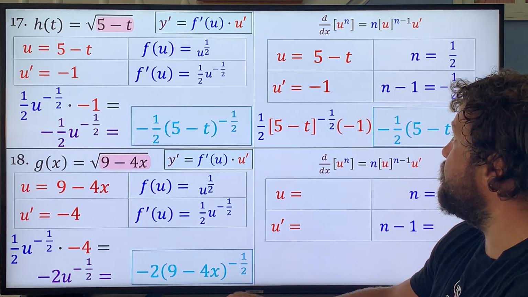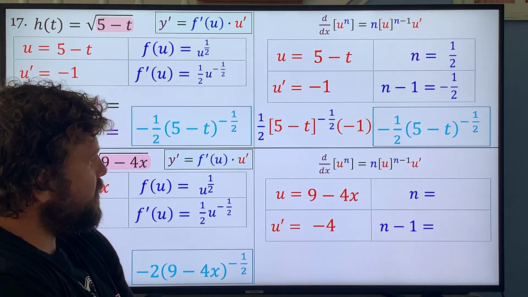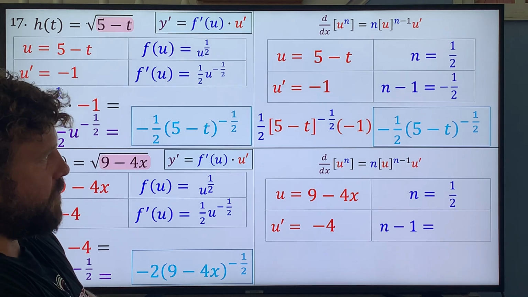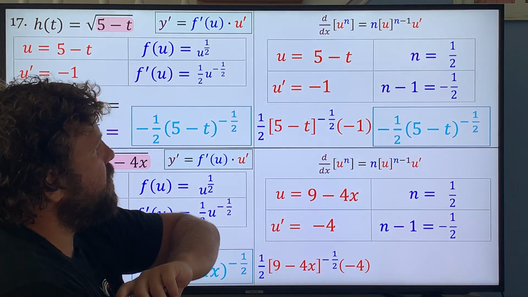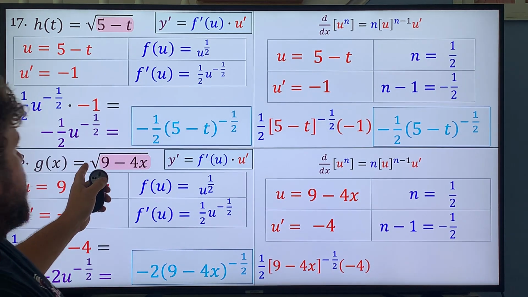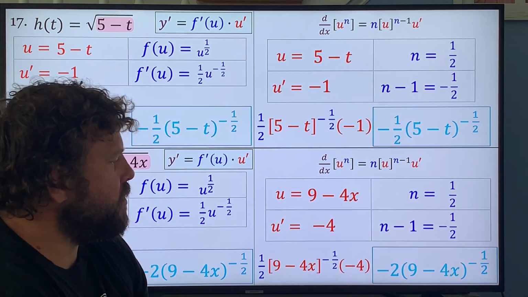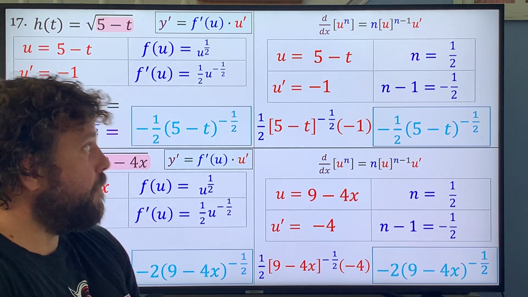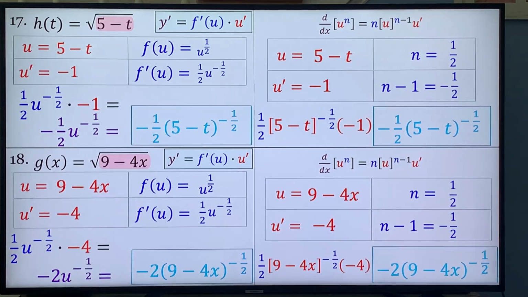All right. And lastly, u and u prime are the same. 9 minus 4x, negative 4. n is still 1/2, and minus 1 is still negative 1/2. Plug it in, 1/2. 9 minus 4x to the negative 1/2 times negative 4. There's nothing out in front, no coefficient to multiply anything by, so you don't need to. 1/2 of negative 4 is negative 2. 9 minus 4x to the negative 1/2. There you go. Both methods give you the same answer. You choose. See? Freedom of choice.